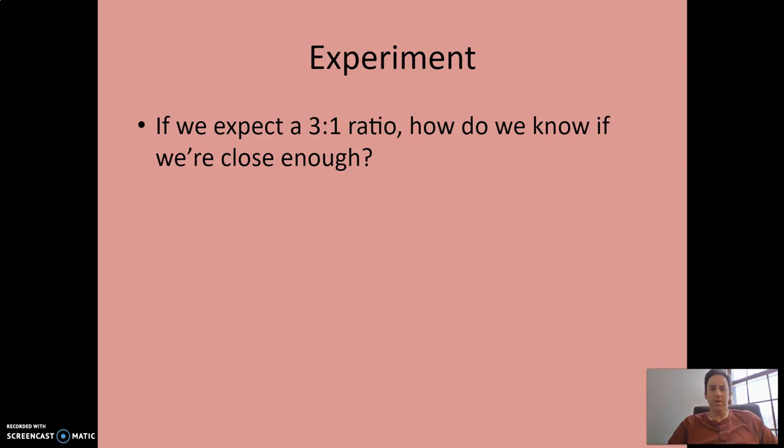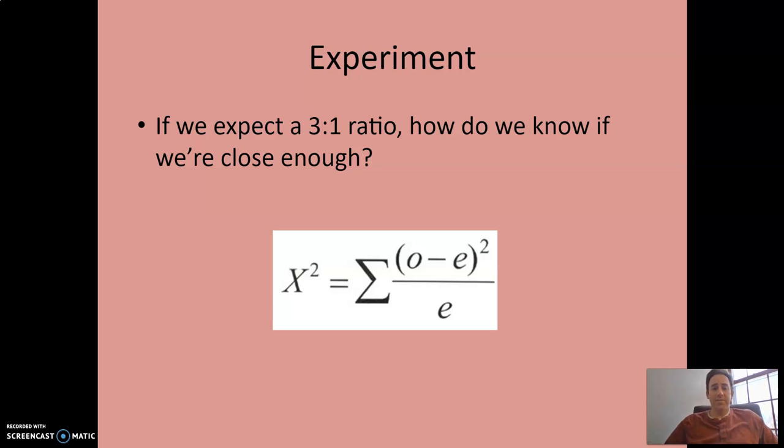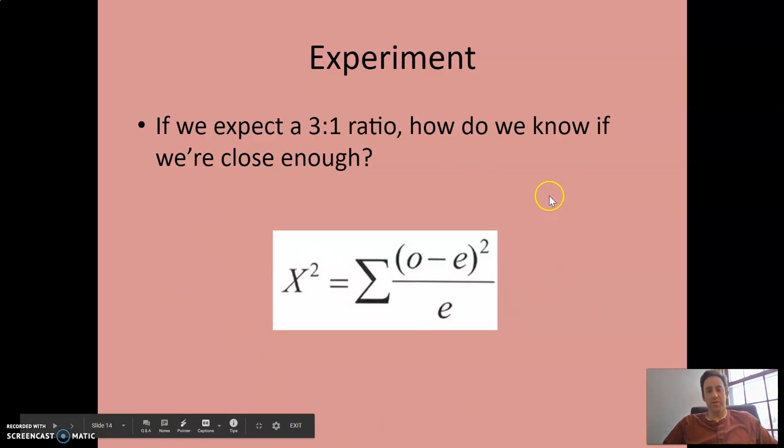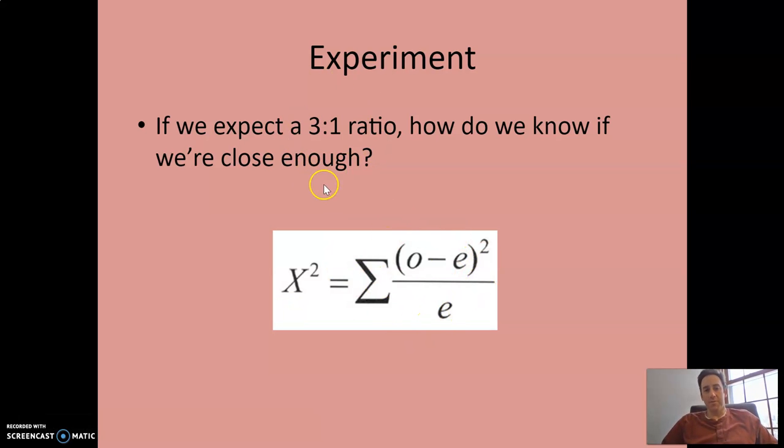But how do we know if we're close enough? Well, that's where our chi-square test comes in. And we've already talked about the chi-square test and how to use it. I believe it was when we talked about mitosis. So if you need to review chi-square, you can go back and watch that screencast on how to do that. But it should be on the formulas and equation sheet for AP Bio. And you're going to use that chi-square to determine if the numbers you get are close enough to a 3-to-1 ratio to be considered statistically significant.